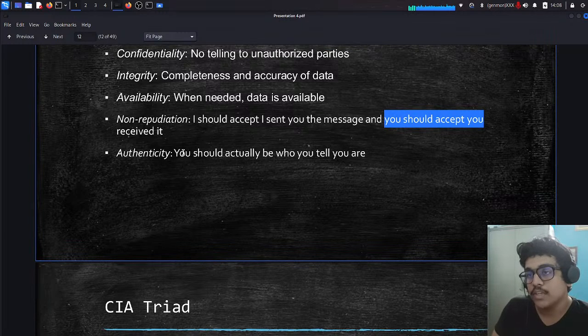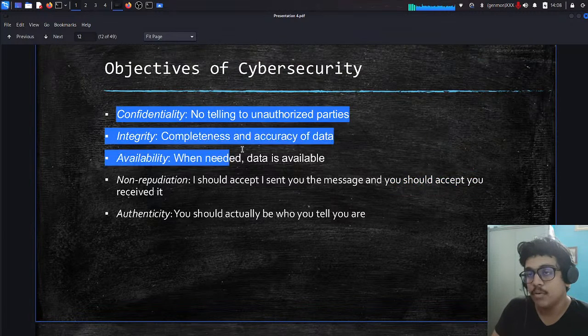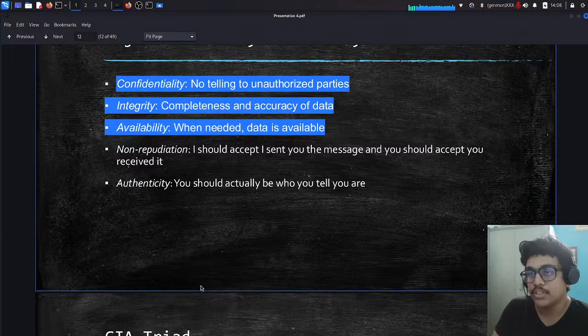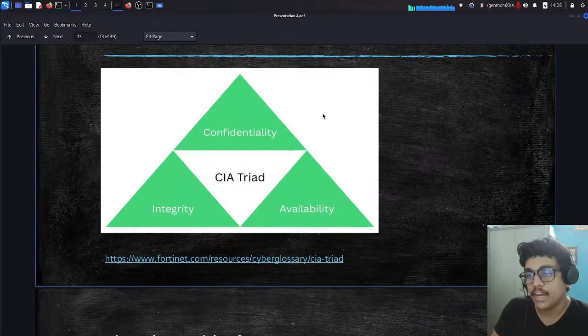Fifth is authenticity. You should actually be who you say you are. If I am sending a piece of information, I should tag my name along, that this is sent by Ayush Upadhyay to John Doe. I should not fake my name in order to send any piece of information. So let's quickly read about these three points: confidentiality, integrity, availability, known as the CIA triad.